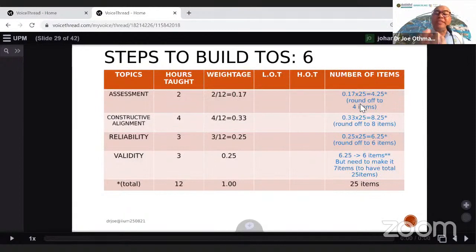So now, just to have a look, do you realize that for assessment, this is the weightage, 4 items will be derived. In other words, 4 items, we as a team will create. That is later, not now. Now, just a toss. Maybe next week, if the unit or the department sits down, each of the experts, teachers or lecturers will decide. 4 questions from assessment, 8 questions from constructive alignment, because constructive alignment is very important, and we spend a lot of time teaching it. Reliability 6 questions, validity 7 questions, total 25. So that's the way we go. Hopefully now it is a little clearer for most of you who are new to TOS.